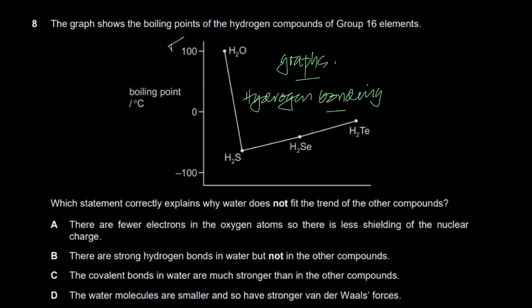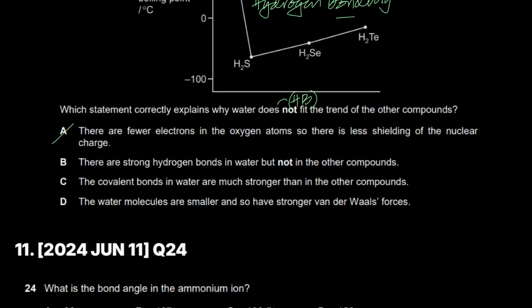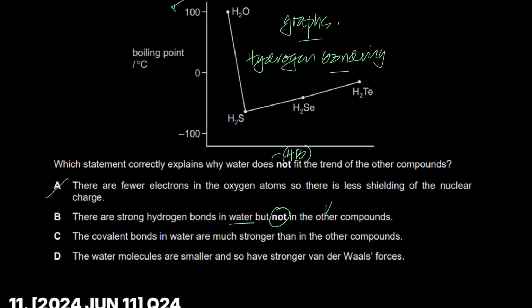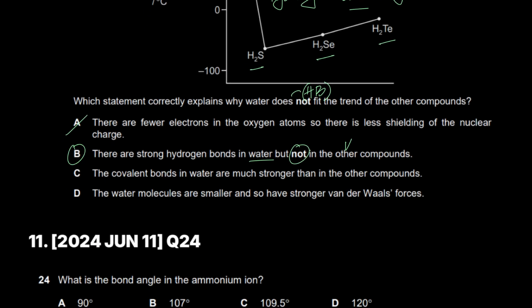Which statement correctly explains why water does not fit? It does not fit because of hydrogen bonding. There are strong hydrogen bonds in water and not in any other compound, in H2S, H2Se, H2Te. Why? Because hydrogen bonding exists if hydrogen is directly bonded to O, N or F, three of the most electronegative elements on the face of planet Earth. So B is correct. All the others are wrong.